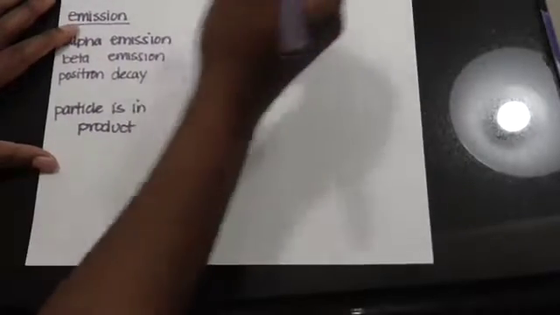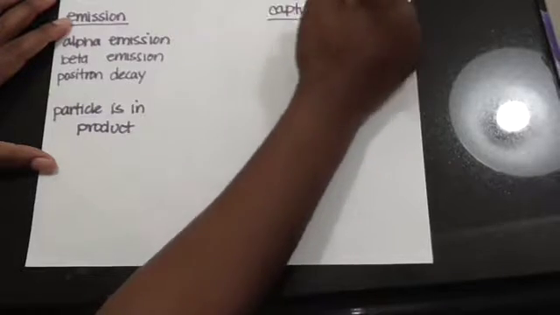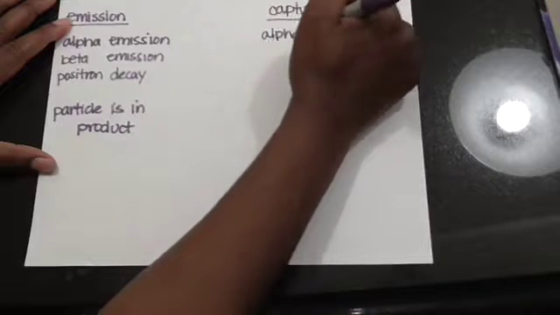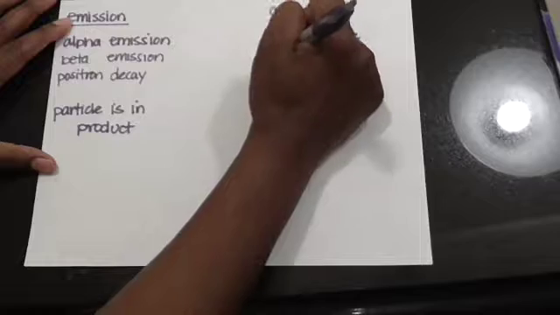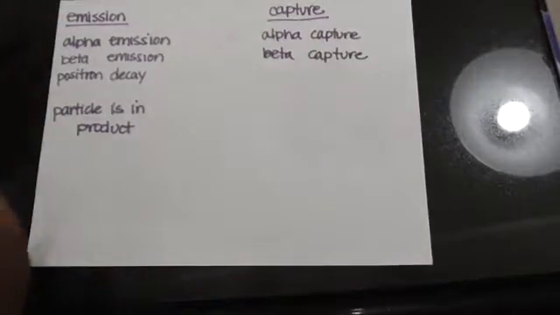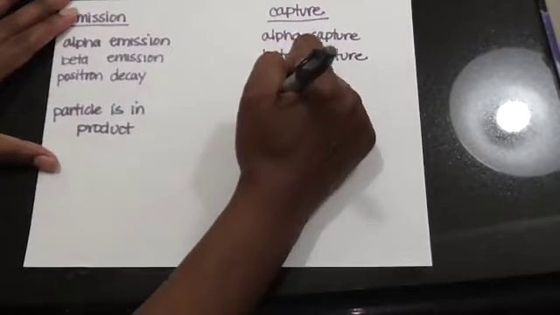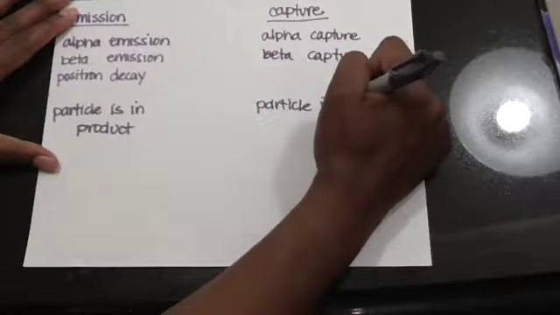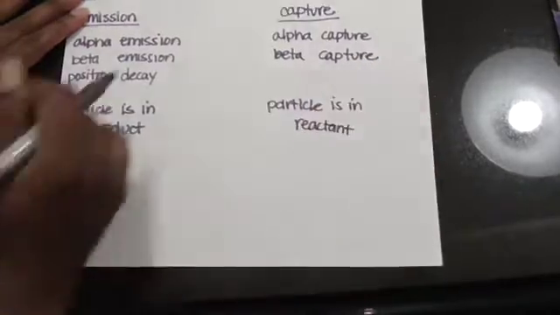The other group is a capture. So for a capture, same deal. You can have an alpha particle capture, an alpha capture. You can have a beta capture. You can have a positron capture, a neutron capture. There's a whole different ways that you can have captures, but the big deal here is that the particle is in the reactant.